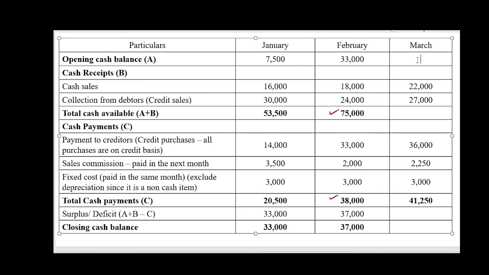This closing cash balance of February will be the opening balance of the month of March. Now add all these three things, 37,000 plus 22,000 plus 27,000, that will amount to 86,000 rupees. 41,250 is the expected payment. As such, how much would be the surplus? The company would have a surplus of 44,750. And this 44,750 will be the closing cash balance of March.